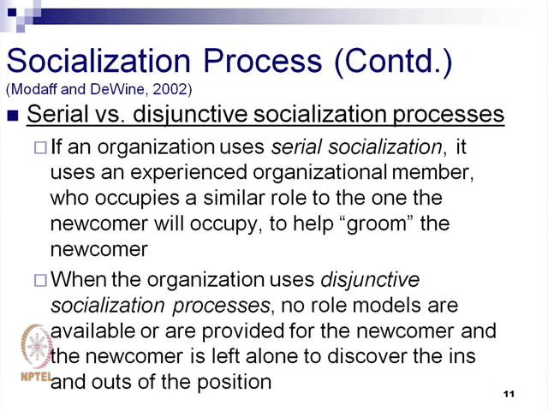When the organization uses disjunctive socialization processes, no role models are available or are provided for the newcomer, and the newcomer is left alone to discover the ins and outs of the position. We go to the lounge, we go to the common sitting area, we go out for tea, we see a bunch of people going out for tea, we go and join them, we see a bunch of people going out for lunch, some of them invite us, we go with them, and then by hit and trial we discover what we want to do, where we stand, who we need to contact for what kind of information. No specific information is provided because we are considered to be experienced enough to know where to get what kind of information and who to approach if we find ourselves in trouble.